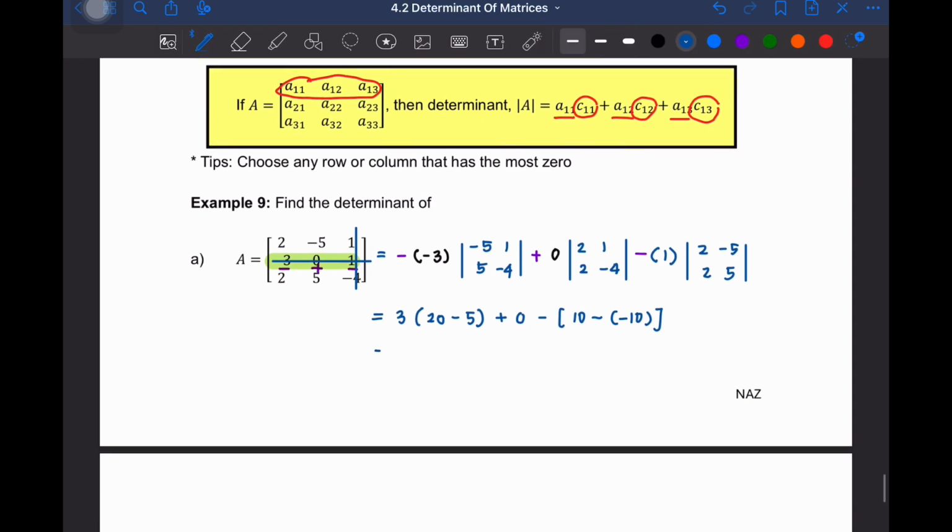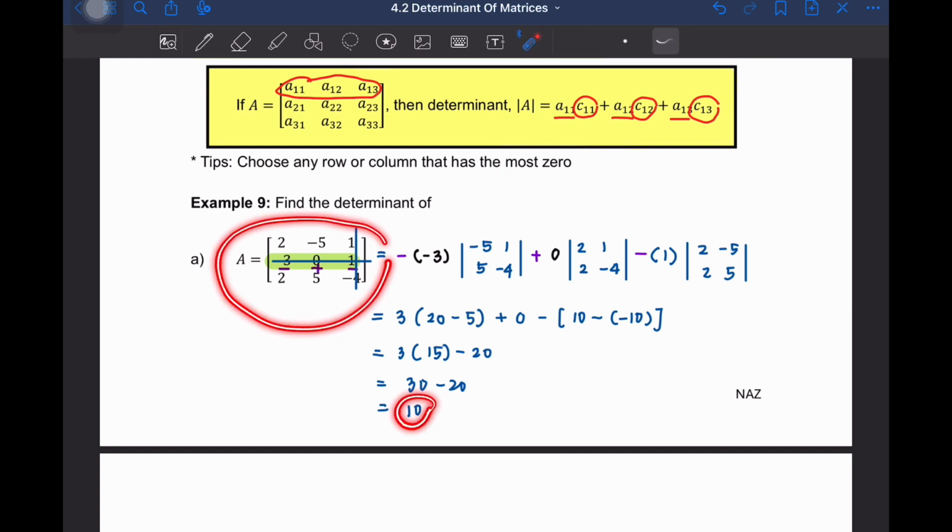So let's simplify our answer. We have 3 times 20 minus 5 is 15. And then minus 10 minus negative 10 is 20. So we have 30 minus 20, and our answer is 10. So the determinant of this matrix is equal to 10.